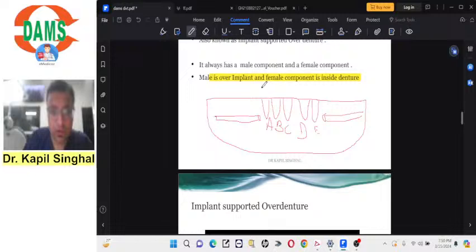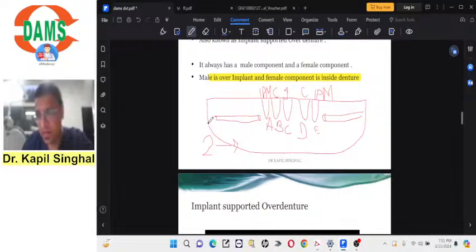So A is first premolar. B is canine. C is incisor. D is canine on the other side, and again E is first premolar on the other side. So now, according to Misch, for an overdenture, if you want to place 2 implants, overdentures पर भी बहुत सारे questions आ रहे हैं. Last 2-3 साल में I've seen a lot of questions, so please listen to it properly.